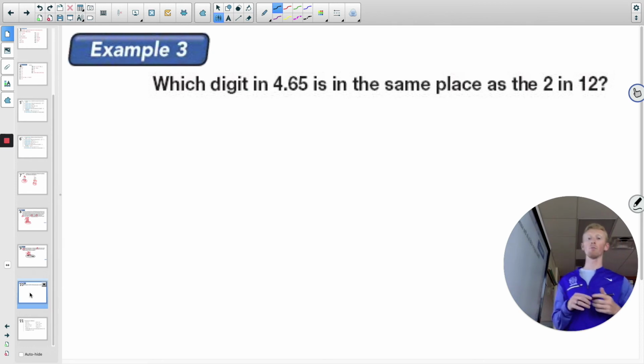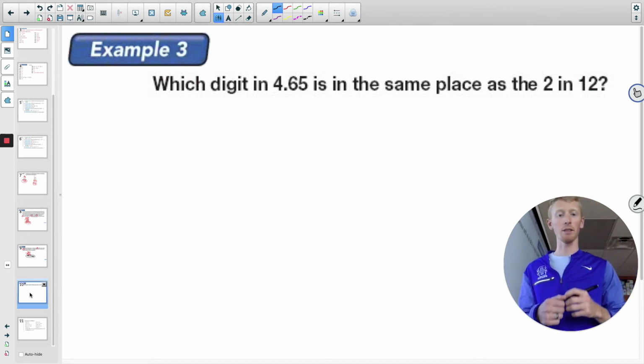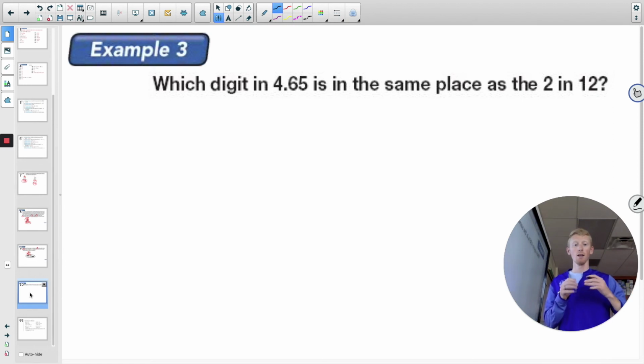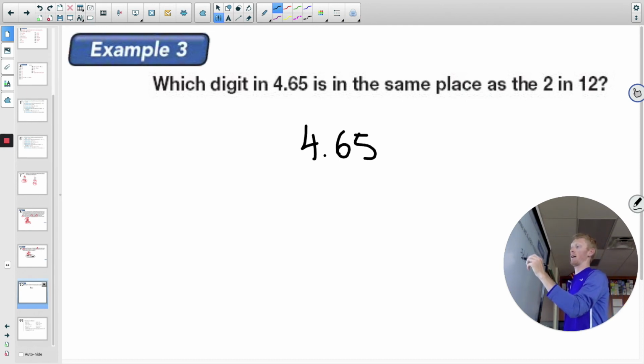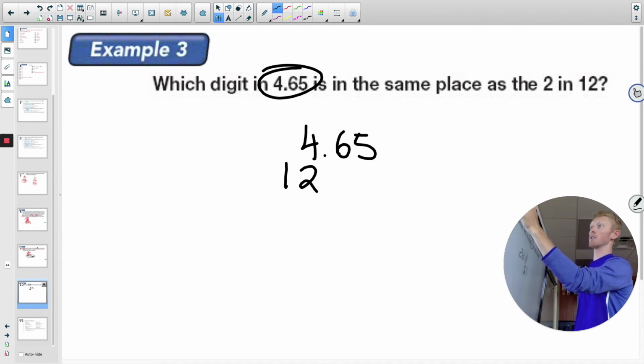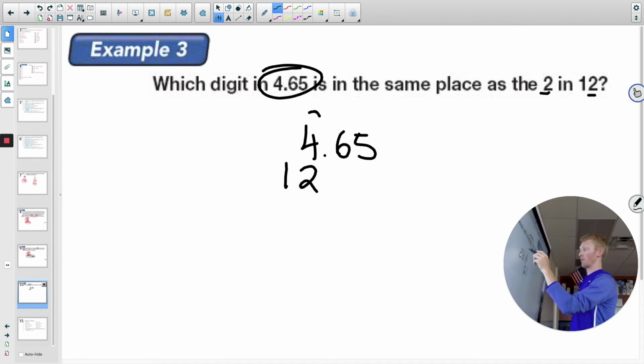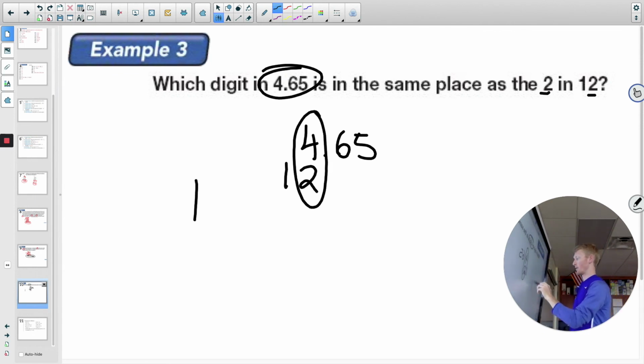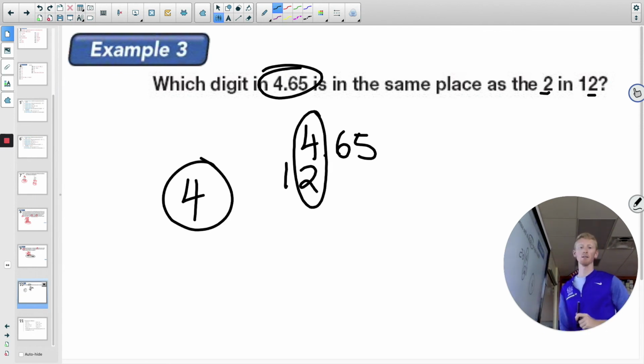Which digit in 4.65 is in the same place as the 2 in 12? Easiest way to figure this out, line them up as if you're going to add or subtract them. So 4.65 and then 12. So I'm not adding or subtracting, but if I line them up this way, it makes the answer a lot more clear. So it's asking me what digit in this number is in the same place as the 2 in 12. Well, they're both lined up right here. So it would be 4 is in the same digit spot, in the ones place.